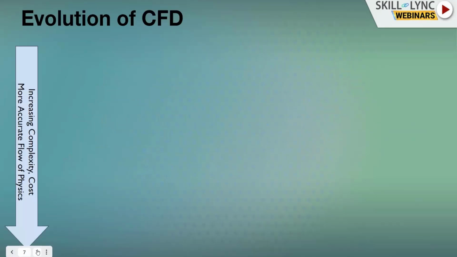Okay, so this one is talking about the evolution of CFD. The arrow mark indicates how the complexity of modeling increased over time, along with the accuracy of the flow physics and the cost. So when the accuracy increases, the cost also increases.